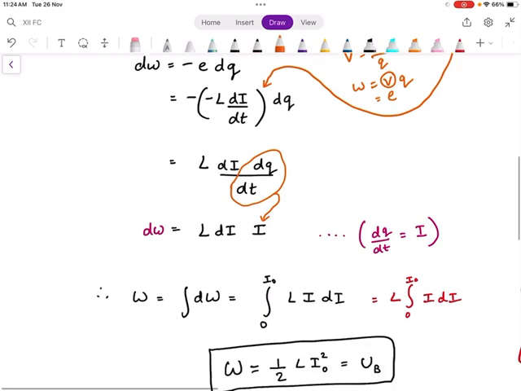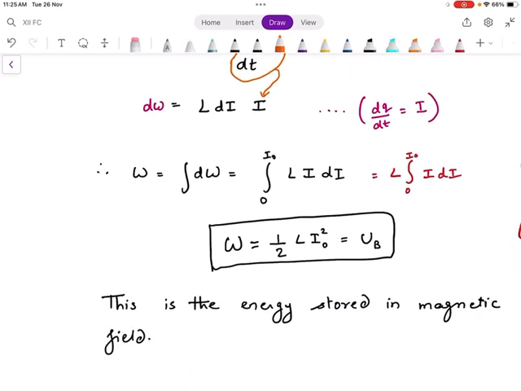So I have dW, the small work done to move a small charge dq through the circuit, is L di into I. I am not interested in the small work done. I want the total work done in establishing a steady current I naught, so I want to increase the current from 0 to I naught. I'll use integration. The total work done W can be written as the integration of dW, integrated from initially 0 to I naught.